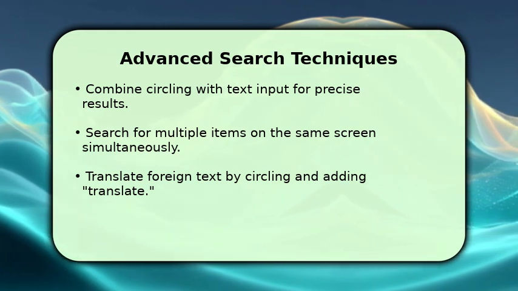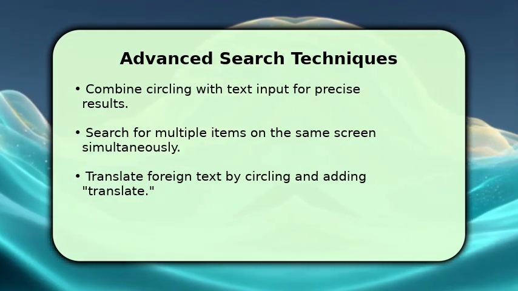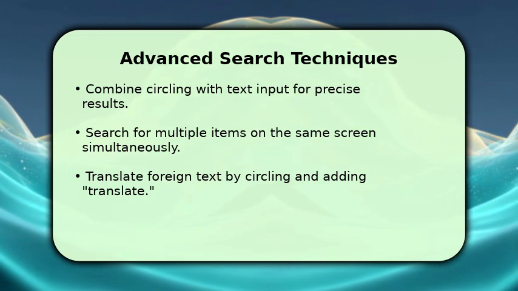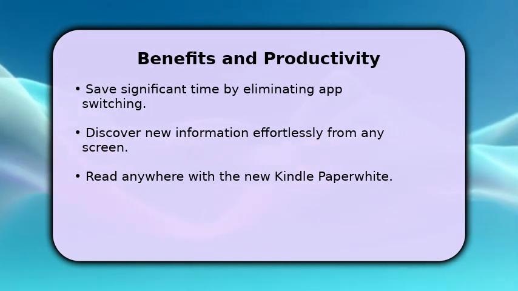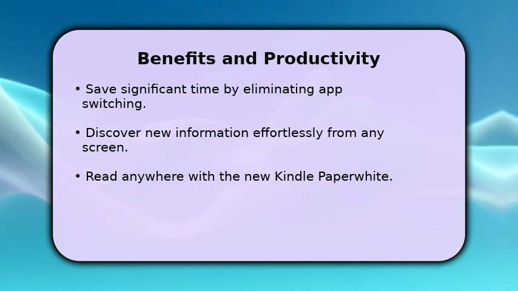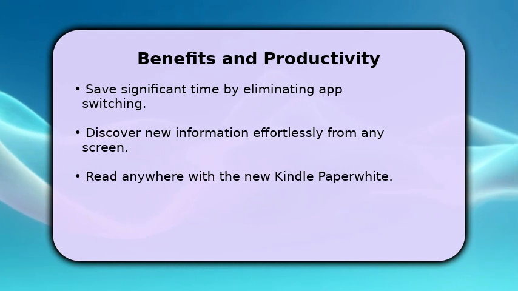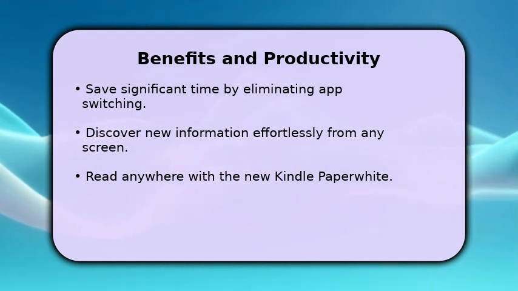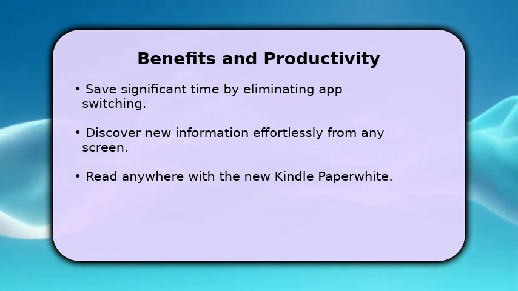Additionally, circle foreign text and add translate to instantly understand its meaning, enhancing your productivity significantly. Circle to search offers immense benefits, primarily saving you valuable time by eliminating the need to switch between apps. You can effortlessly discover new information, identify products, or translate text directly from your current screen. This seamless integration enhances your productivity and makes your S25 Ultra even more powerful.